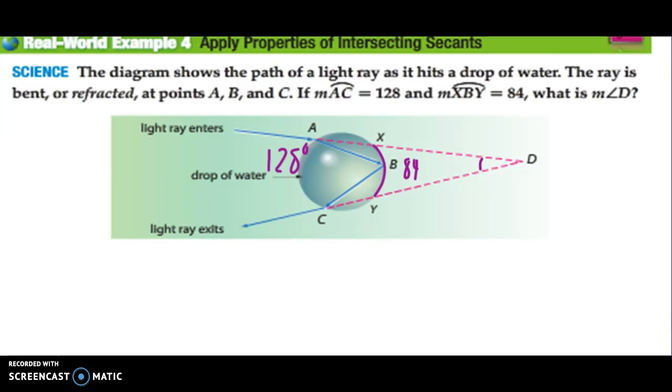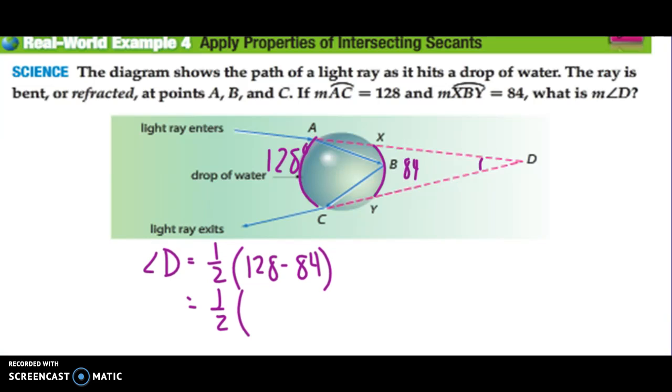Okay, so it's just like our last example. The angle D is going to be half as big as the difference between the two arcs. So what we're going to do is we're going to say, well, angle D then is going to be equal to half the difference between 128 and 84. So 128 minus 84 is 44. So half of 44 then is going to be 22 degrees. So angle D right here is 22 degrees.